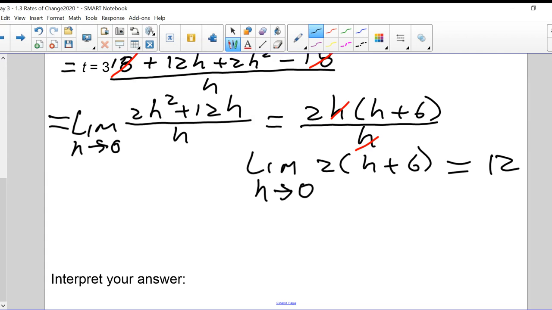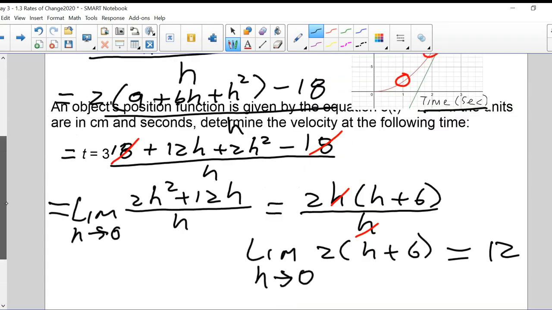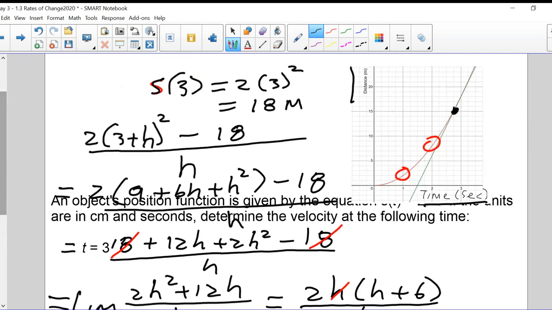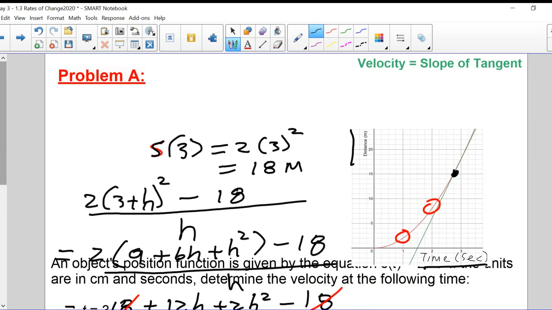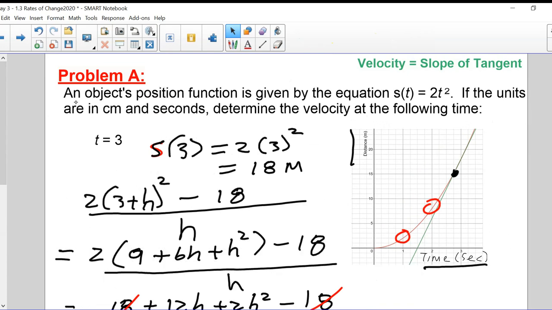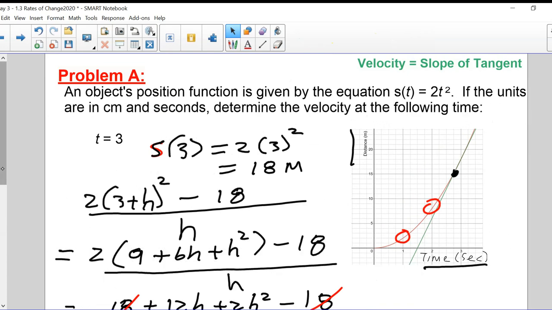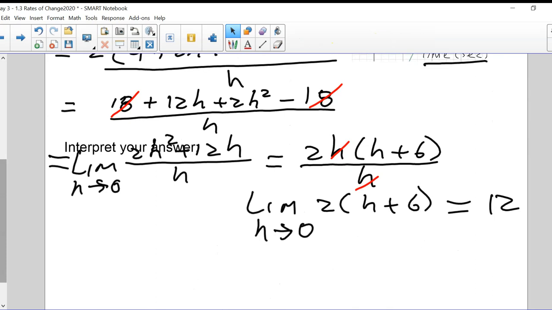So what does that 12 actually mean? Let's go back and, oh, I see that I've really messed up the question because I did all of this stuff down here. All right, I'm going to try to pull this back up here. Give me 1 second. Unfortunately, I should have, anyway, let's just interpret the answer.